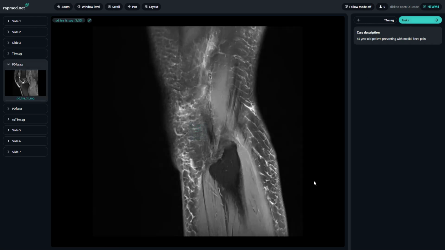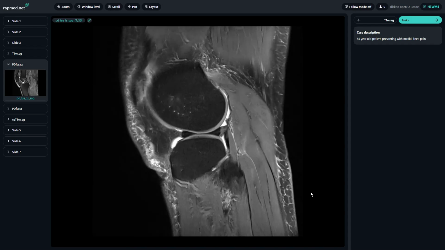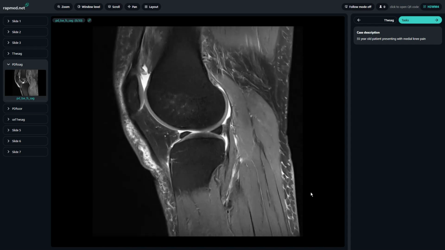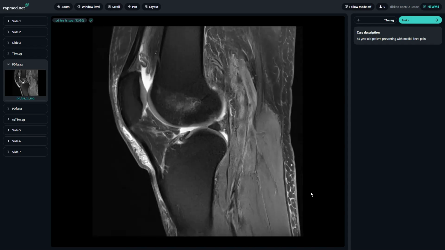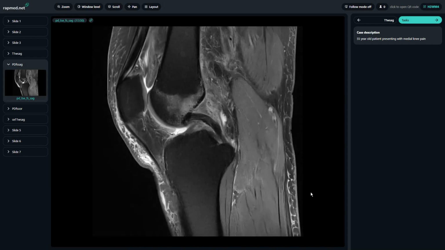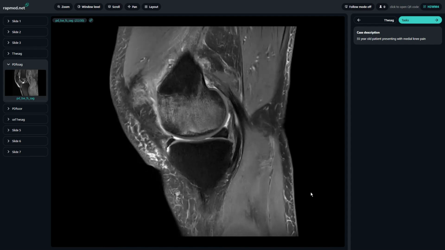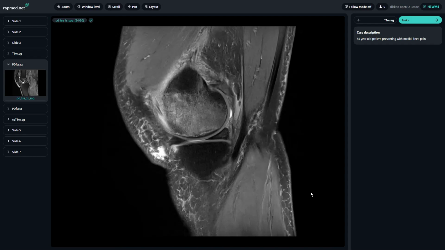Let's have a closer look to this in the proton density fat saturated sequence. Again, you see the nice outer meniscus, you see nice cartilage layers, you see the cruciate ligaments intact, but then we come to the medial femoral condyle. We see here a bone marrow edema-like signal.